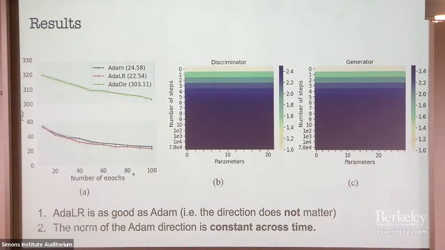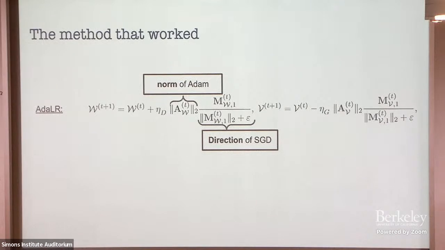So basically, the first takeaway from this experiment is that it seems that it's only the norm of the Adam update that helps in performance. The second thing we noticed experimentally is that the norm of this vector was constant across time. So if we summarize, the method that was working almost as well as Adam was this one, with the direction of SGD that was normalized and the norm of Adam.